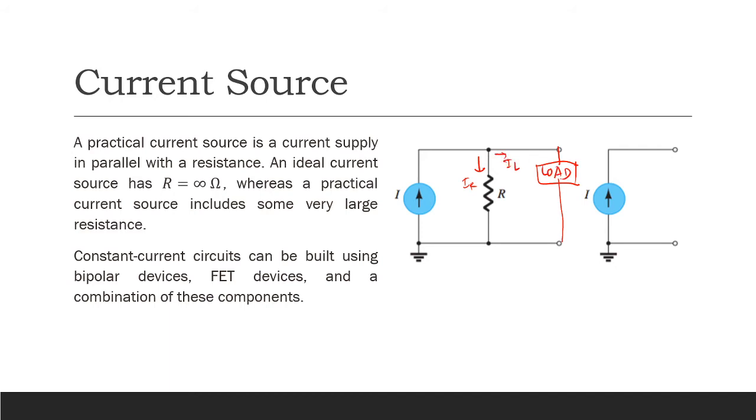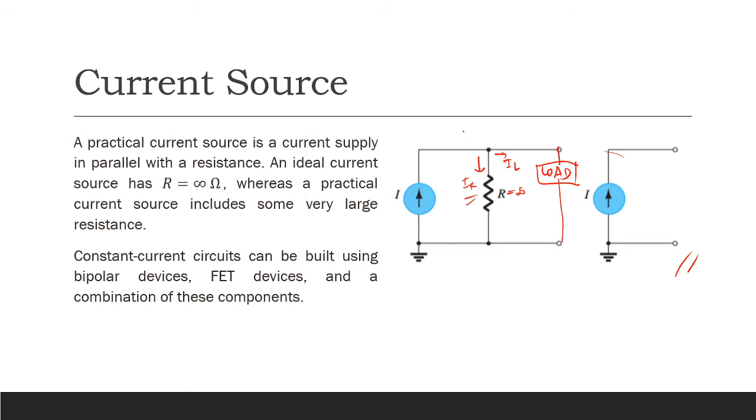Ito yung load mo. Now, if you want to provide a constant current, ang gusto mo is walang current na mapunta dito sa IR. So, kung sobrang taas ng value nito, then yung IR mo, sobrang baba ng value. And lahat ng current mo mapupunta sa load mo. So, that is why, ang ideal na current source natin, its resistance is sobrang taas. Infinity dapat. Kasi kung infinity yan, yung if R natin is equal to infinity, then lahat ng current mo will go to the load instead of may mapupunta sa IR.